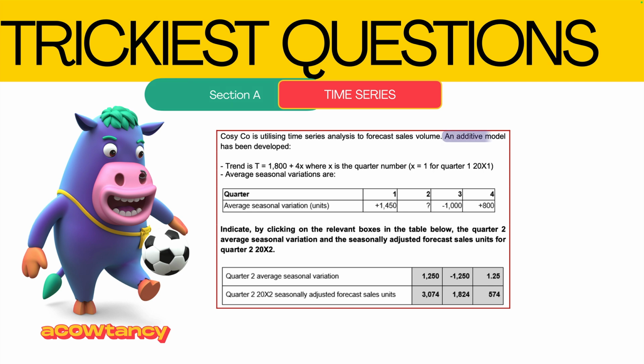So let's have a look. It's an additive model, so remember, it's trend plus or minus the seasonal variation. They give us the trend and they tell us what the seasonal variations are, but they've missed out number 2. That's easy because we know all of those must add up to zero, and if you got your calculator out, you'd work out that quarter two seasonal variation is minus 1250.